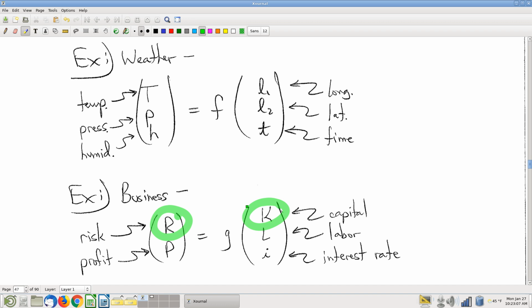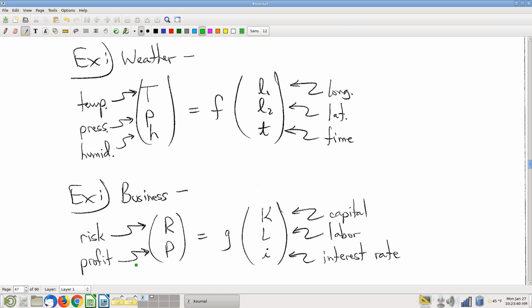Capital is something you might have control over, right? Labor: how many people do you hire in your small business, what have you? Interest rates are going to affect things, right? So several input variables affect risk, which is therefore a function of those input variables. Likewise, you'd like to know your expected profit, right? I mean, you better care about your expected profit if you want to stay in business. And those also might depend on some of these input variables.